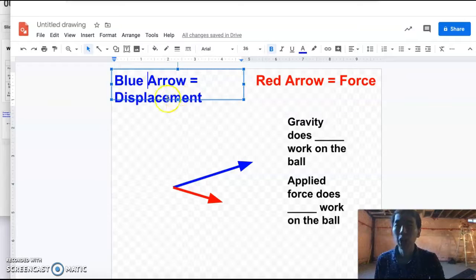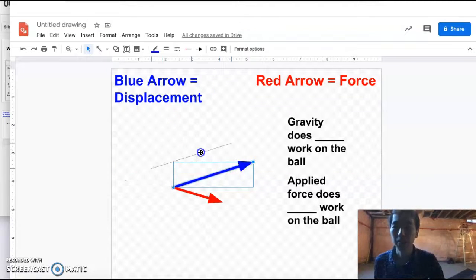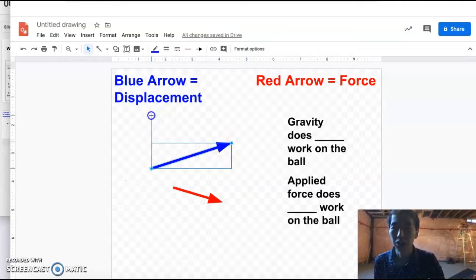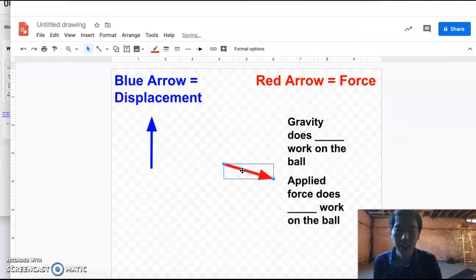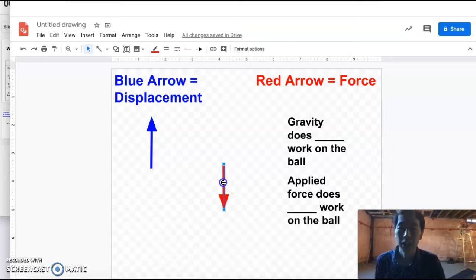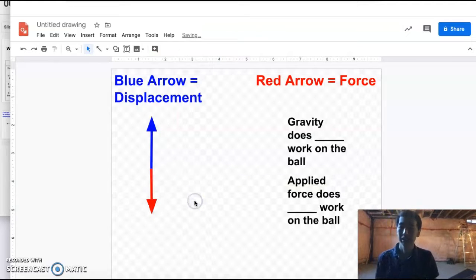First of all, the blue arrow represents the displacement of the ball. Since the ball went straight up, I'm going to draw my blue arrow straight up. So that arrow represents displacement. And now if I focus on gravity, the red arrow represents the force. The force of gravity is always straight down. So there's my gravity arrow. Now if I draw them tail to tail and look at what angle these two arrows make, well, it looks like it's 180 degrees. You take one arrow, you turn it 180 degrees, and you get the direction of the other arrow.